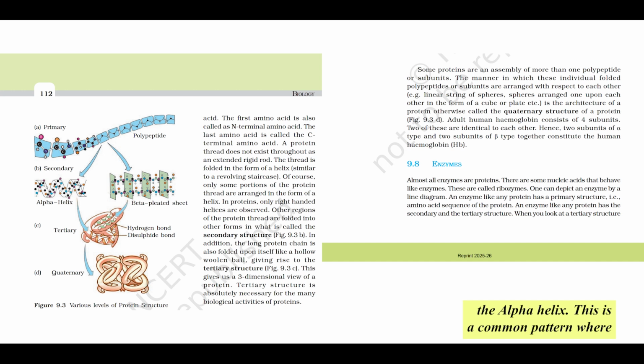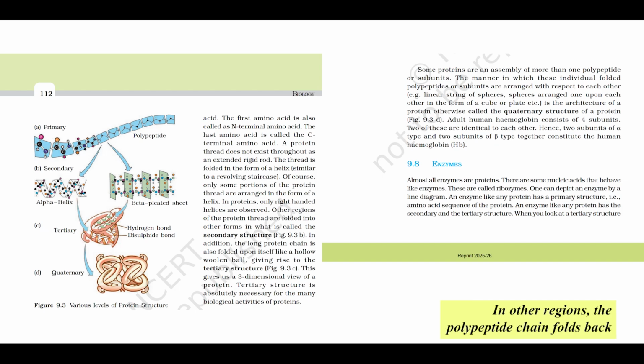The alpha helix. This is a common pattern where the backbone coils into a helical shape, like a spiral staircase. An interesting detail: in proteins found in nature, these are always right-handed helices. Alpha helix, like a spring. Yeah. Right-handed only. The beta-pleated sheet.